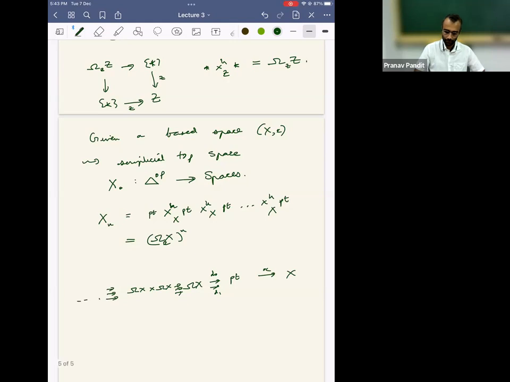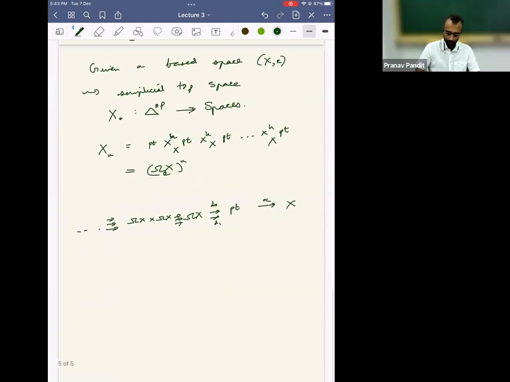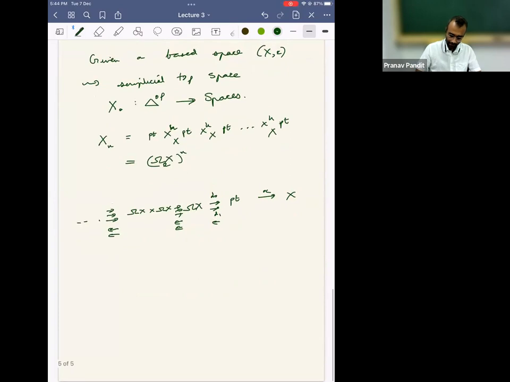Okay. So given any topological space, I get the simplicial topological space whose nth space is just the loop space of X to the n, homotopy equivalent to the nth space, loop space of X to the n. And it has the following property. So let me make a definition.